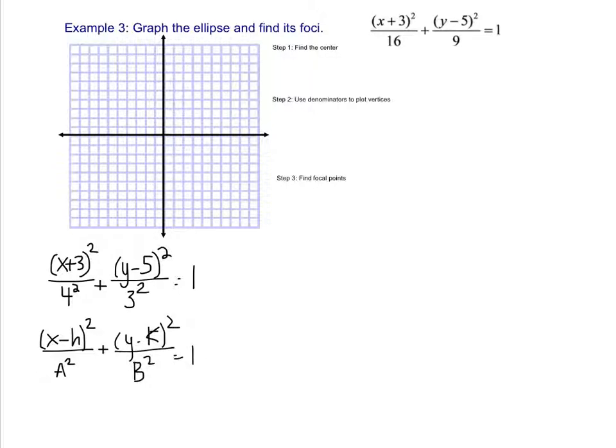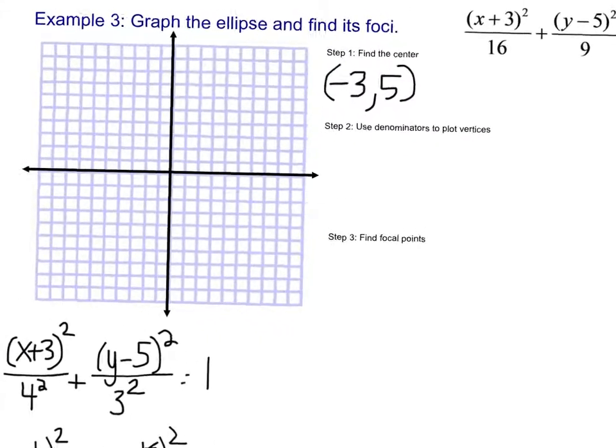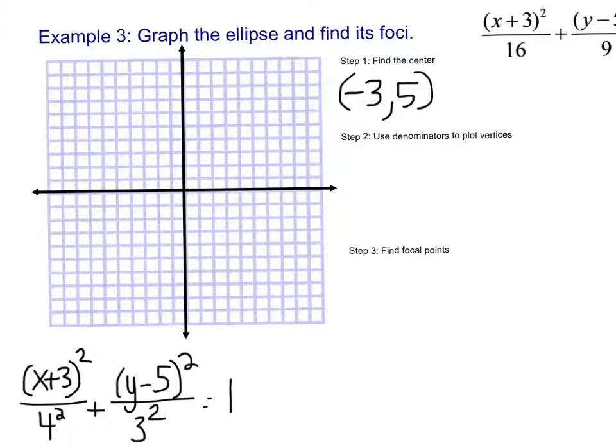Okay, to find its center, that's our h, k, we look at the terms within the parentheses. If this is x minus h, then our h in this case is -3, and our k is +5. So the center of our ellipse is -3, +5. Let me zoom in. 1, 2, 3. So there it is. Okay, great.